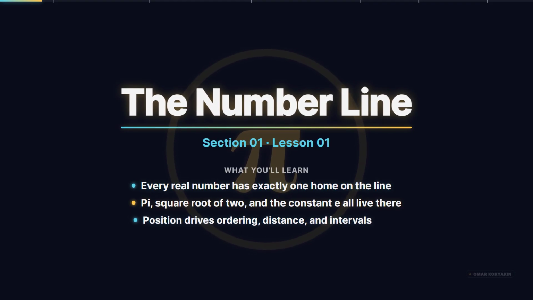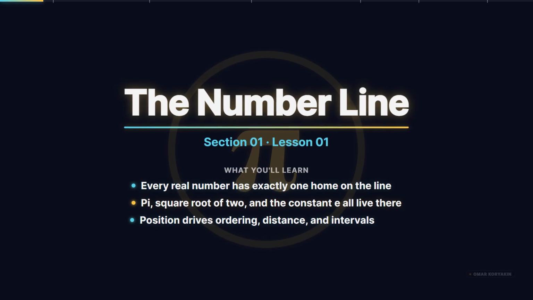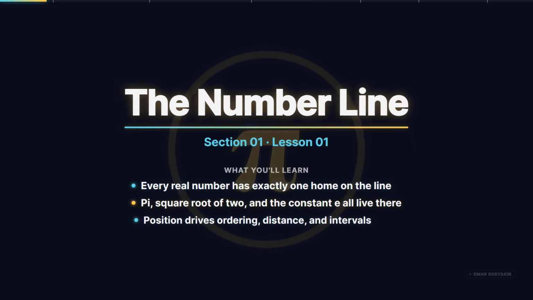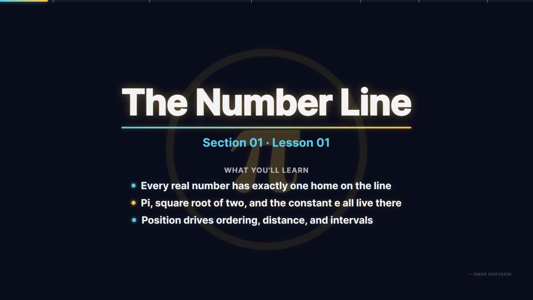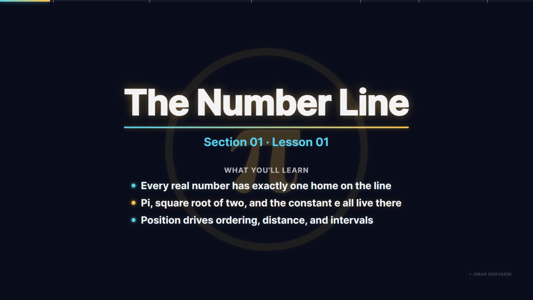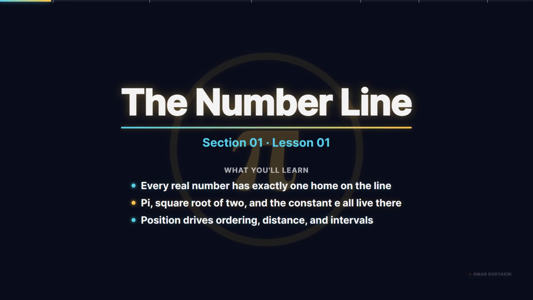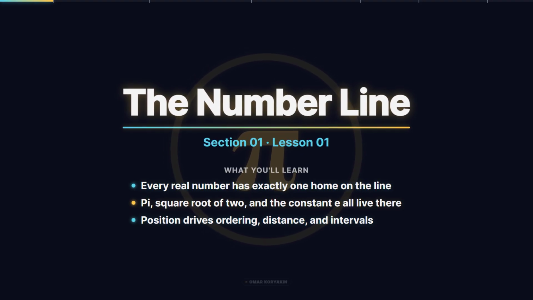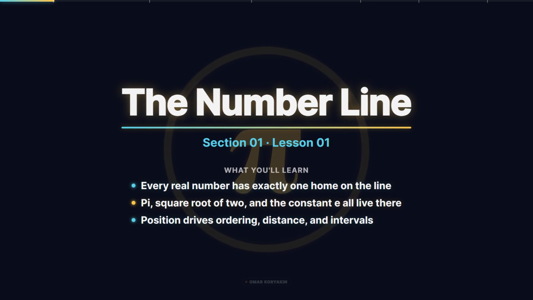Third idea on the board. Once every number has a position, three useful things come for free. First, ordering. The number on the left is always the smaller one. Second, distance. The gap between two positions is always positive. Third, intervals. We can describe an entire stretch of the line in one short piece of notation. That is the picture this lesson builds in 7 small steps.